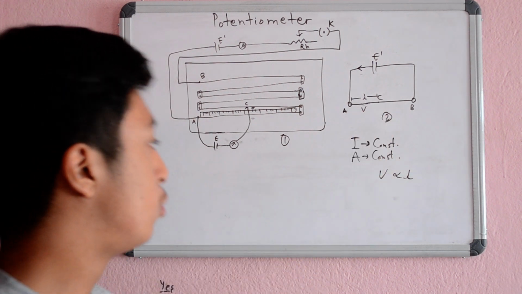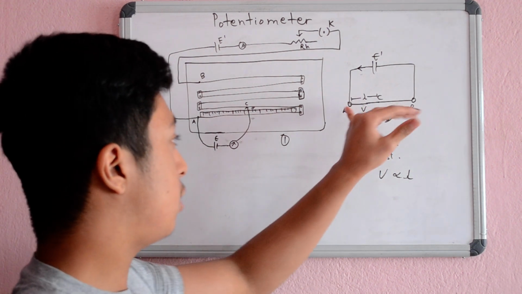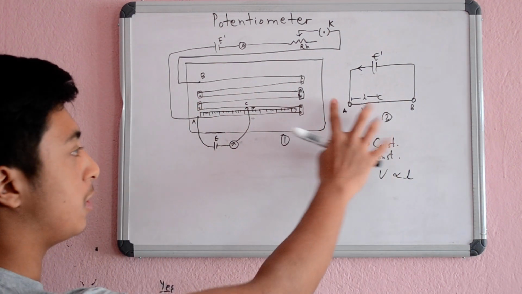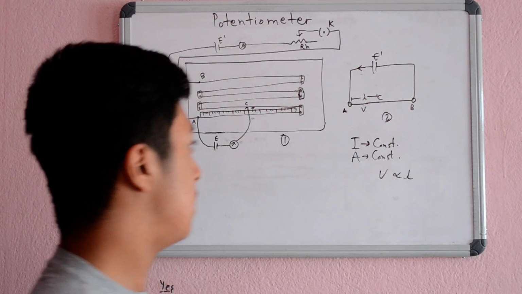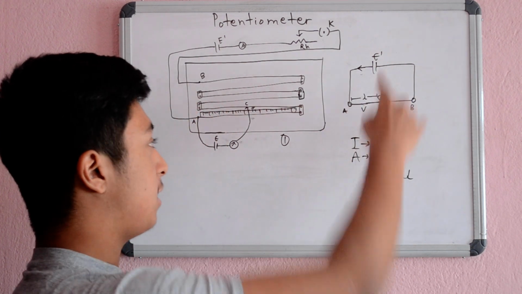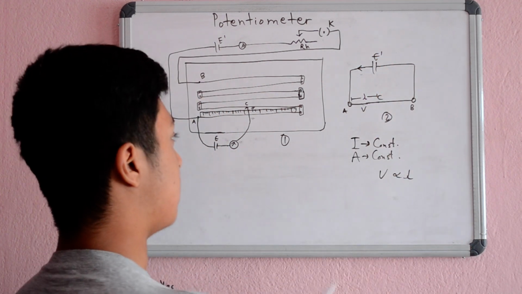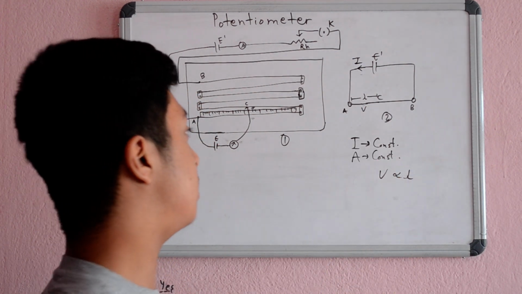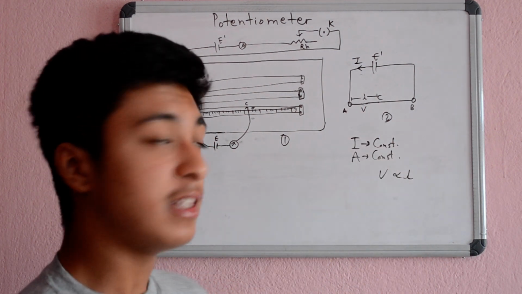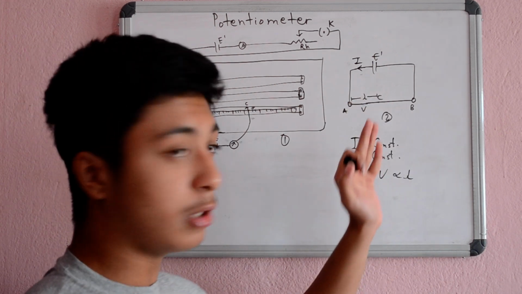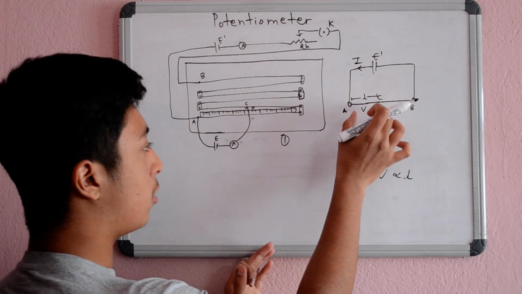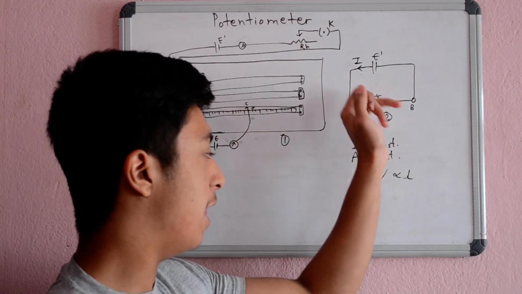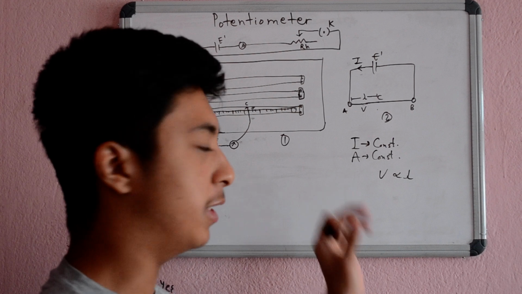And here in figure 2, we have just one segment of the potentiometer wire. This A to B is called potentiometer wire. And here let's say E dash is the driver cell, which gives current I. And we get, let's say, a null point at point C with the balancing length L. Then according to the principle of potentiometer, the potential difference between A to C is directly proportional to the balancing length L. Now let's prove it.